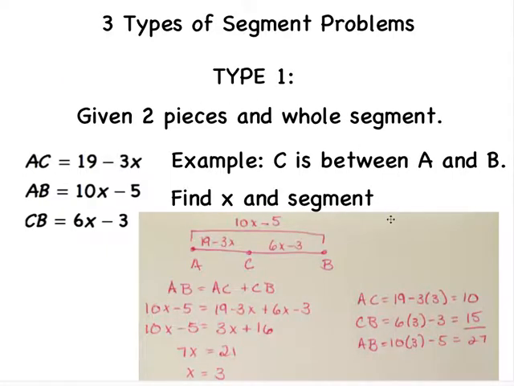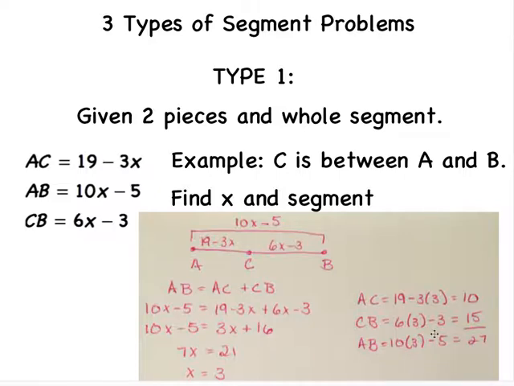Okay, what you need to do again is draw your picture. I have two pieces and I have the whole. So in this particular case, I'd set the whole equal to the sum of the pieces. I substitute in, I combine like terms, and I solve for X. When I find X, I substitute into each of these to find my segment lengths, and then I double check that when I add them up, it indeed is equal to the answer.